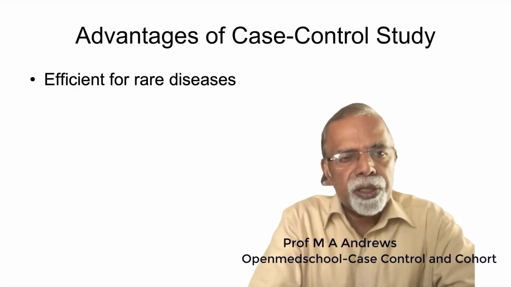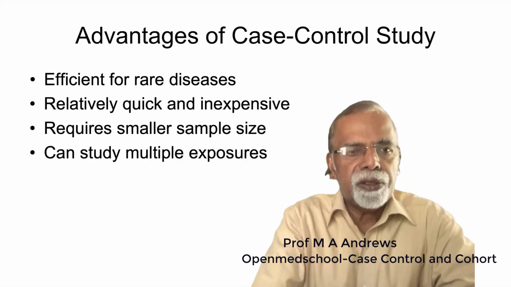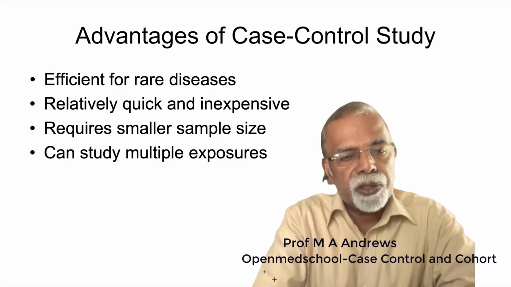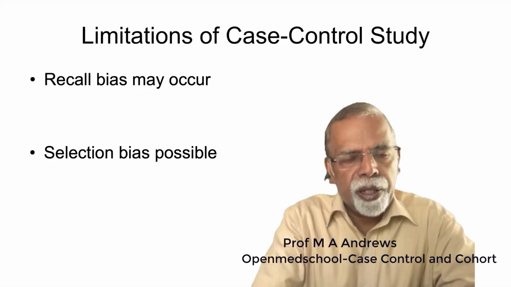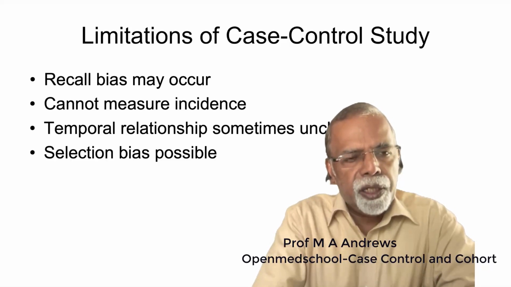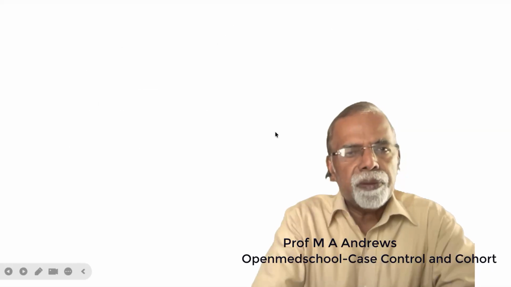Its advantage: case control study is efficient for rare disease. Remember, case control study is used for rare diseases. Relatively quick, inexpensive, requires smaller sample size. Can study multiple exposures in the same study. Limitations: there is recall bias and selection bias. About bias we will discuss in detail in another session. Again, remember, case control study cannot measure incidence. Temporal relationship sometimes is unclear.